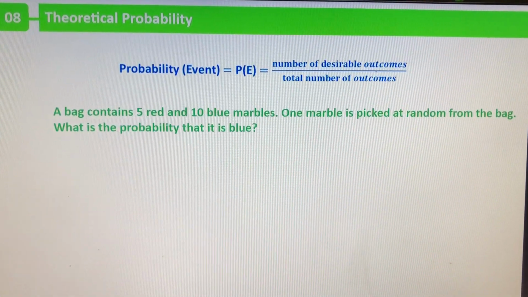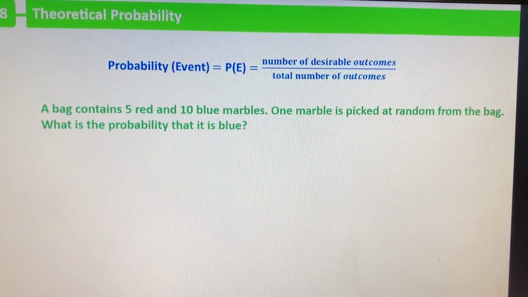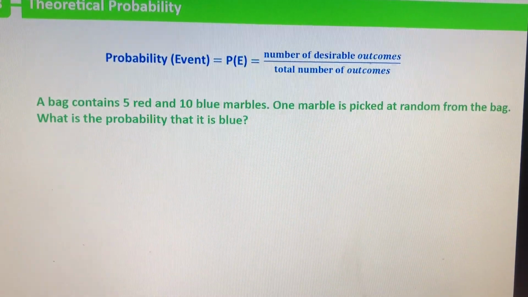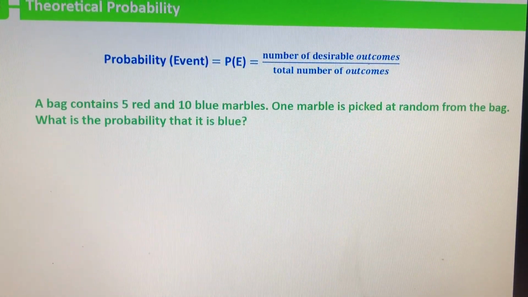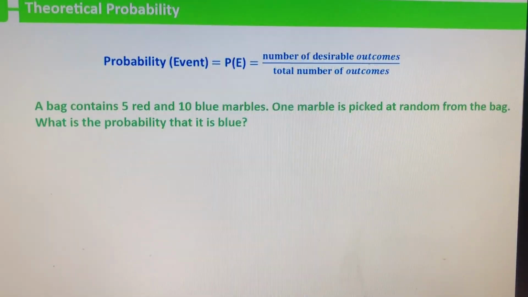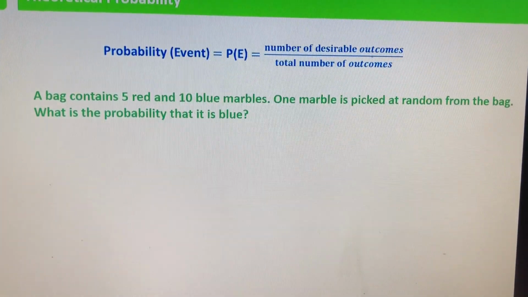Your third letter to record down is T. What is the probability if a bag contains 5 red and 10 blue marbles? One marble is picked randomly from the bag. What is the probability that that marble is blue?